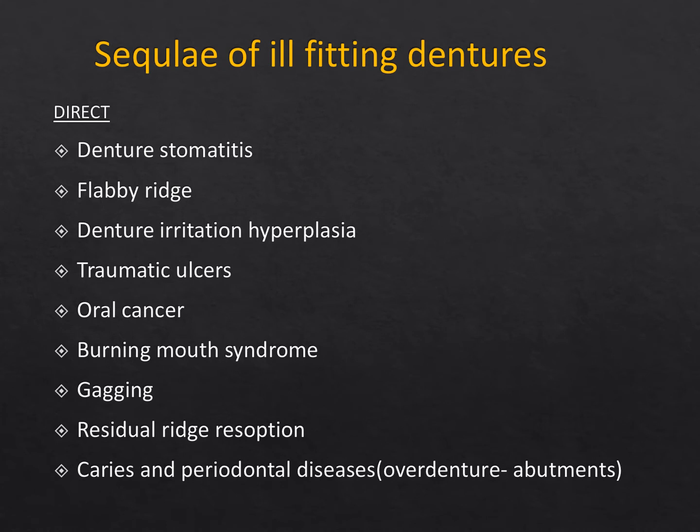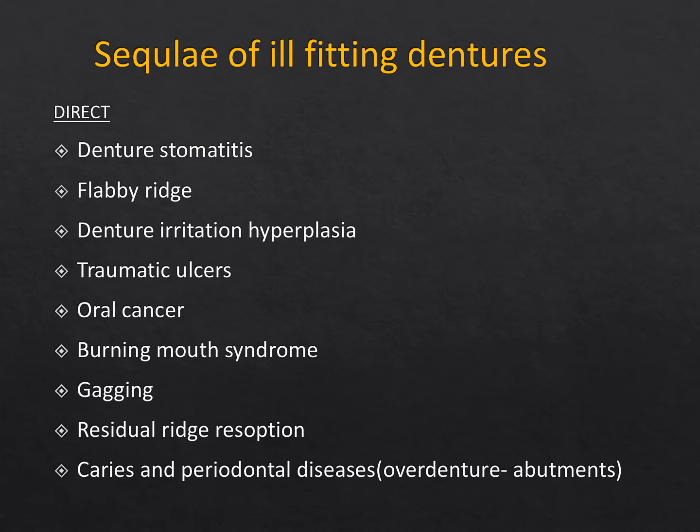So moving on, some of the direct sequelae of wearing ill-fitting dentures are denture stomatitis, that is inflammation of the denture bearing area, flabby ridges, specifically what we see in the anterior maxilla or the anterior mandible, and denture irritation hyperplasia, usually occurring because of chronic irritation from wearing ill-fitting and unclean or unhygienic dentures.